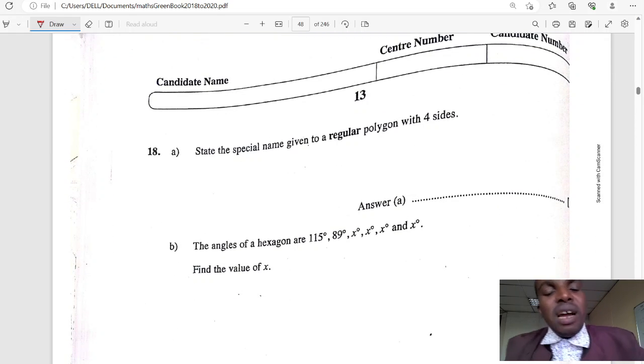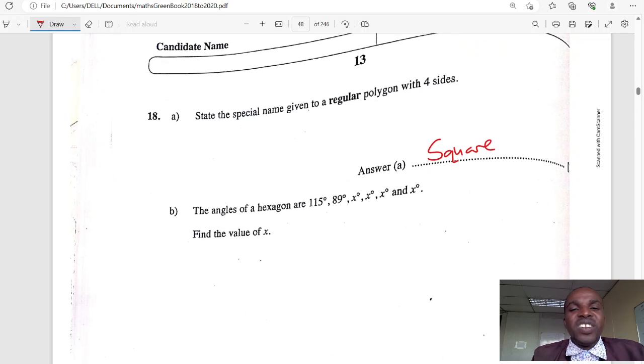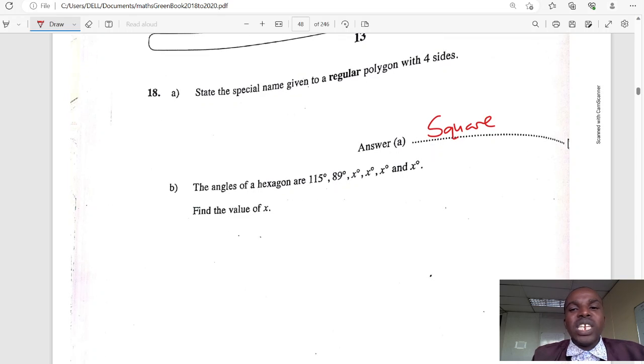Right, then question number 18a. State the special name given to a regular polygon with 4 sides. It's not a quadrilateral. It's called a square. Please take note of that part. Quadrilateral is not regular. Regular means all the sides must be the same. So it's called a square.